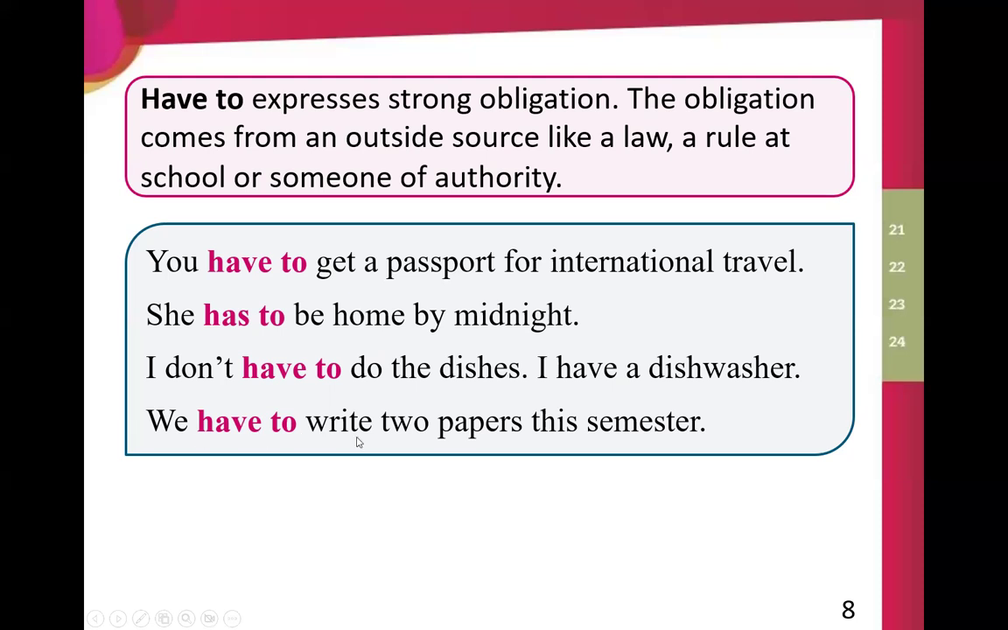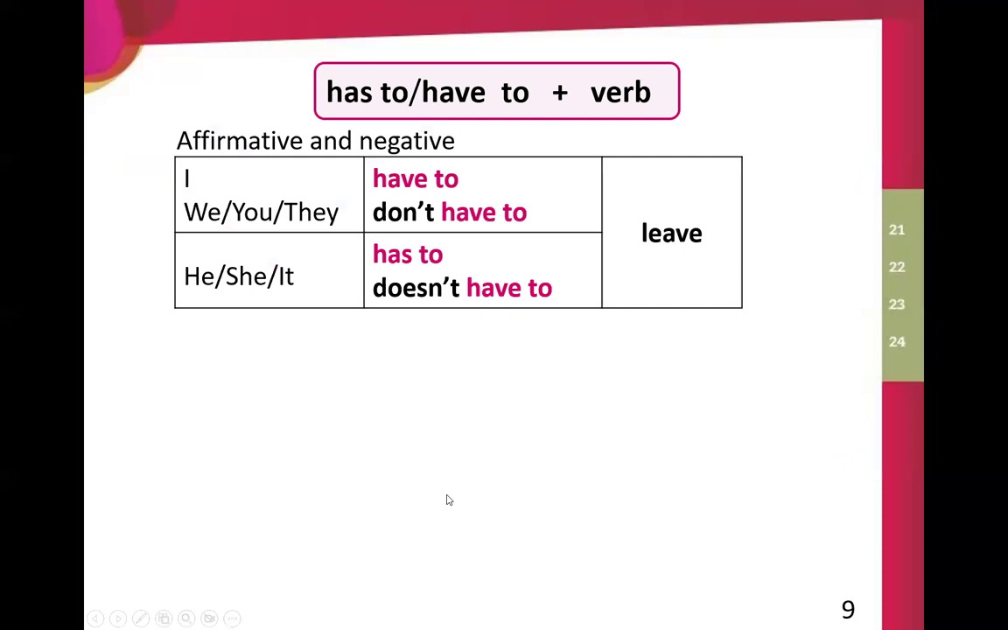We have to write 2 papers this semester. It means that if we don't, we will not pass the year or the exam or whatever it is. Okay? So has to or have to is followed by the verb. So we call it auxiliary forms, or expression of auxiliary forms. I have to, and we, you, they don't have to. This is the lack of necessity. He or she or it has to or doesn't have to. The negative form of it is doesn't have to.